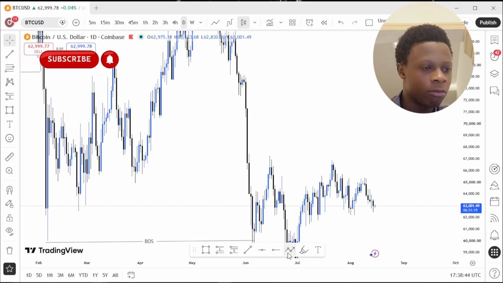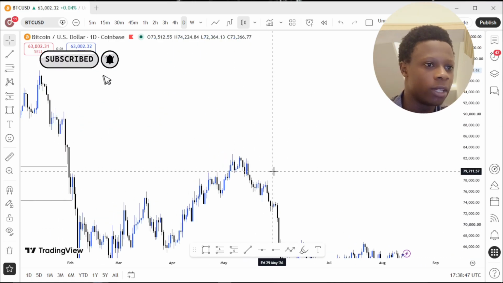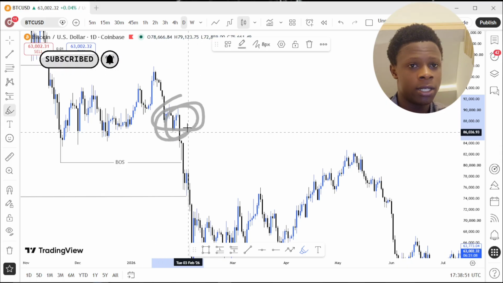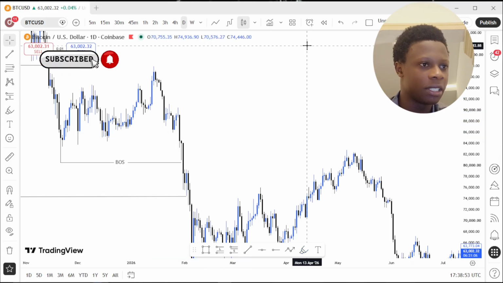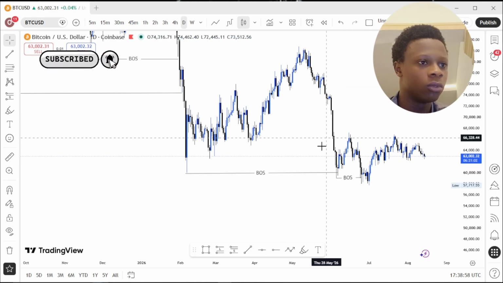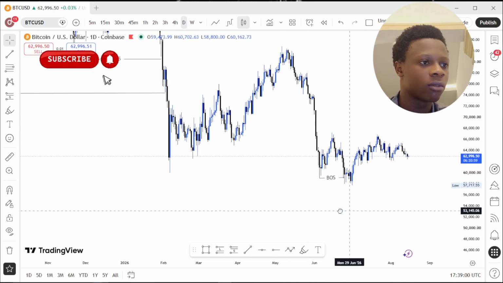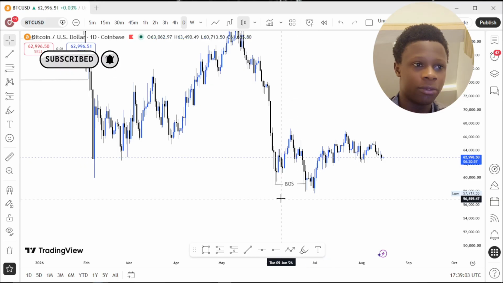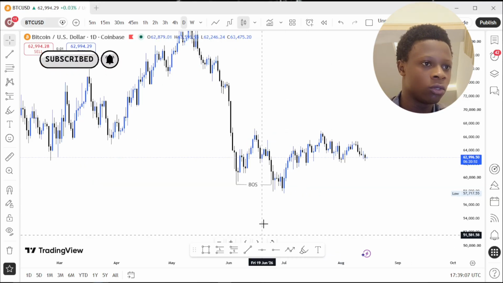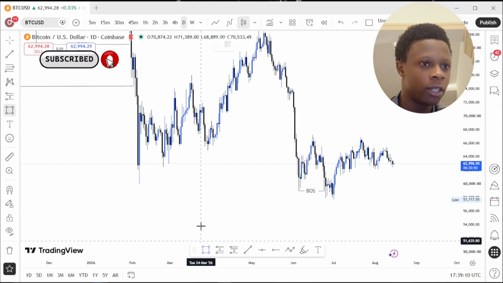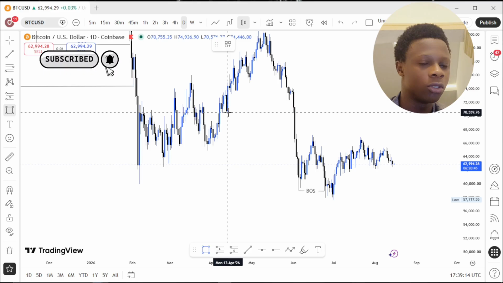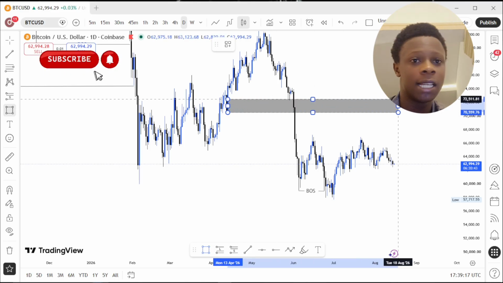So the chance of price going up to mitigate this very order block is invalid, right? Because it has a break of short on the downside here. So we'll be following this present break of short right now. And our next zone would be on this very breaker block right here.